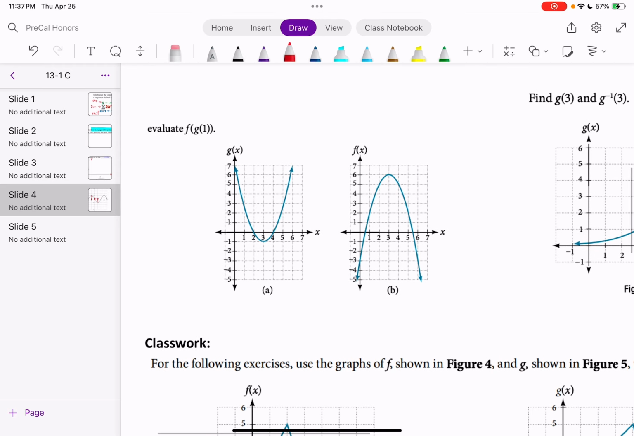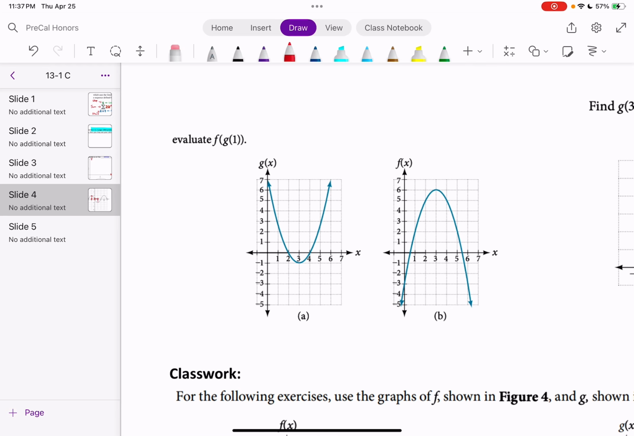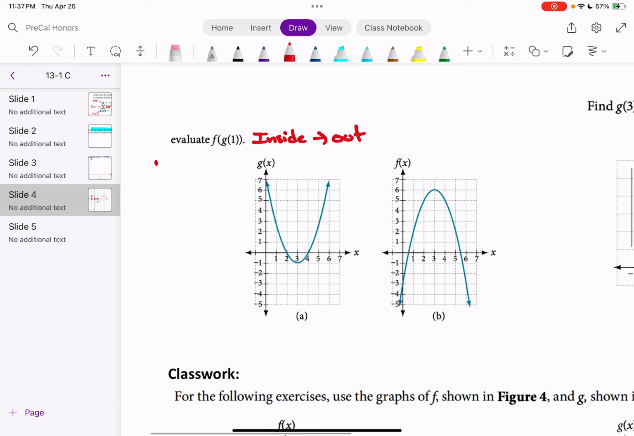Our next problem is going to be evaluating this function. So we have f of g of 1. Keep in mind, you're going to work from the inside out. So when we start with f of g of 1, we're going to solve g of 1. So we take a look at our g graph. We move to the 1 spot and see where it lines up. In this case, that would be at 3. So we replace the g of 1 with 3.